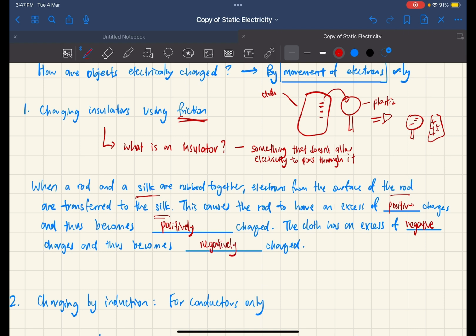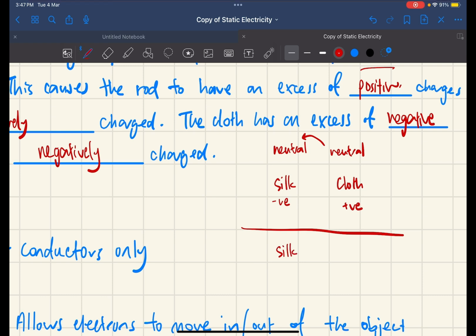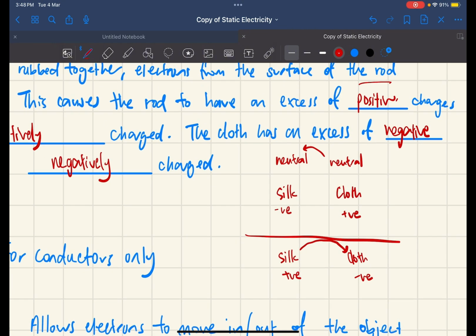For the movement of the charges, you go based on the question. If the question says the silk is negatively charged afterwards and the cloth is positively charged, then when they are both neutral, the cloth will pass on electrons to the silk. If the question changes and says the silk is positive and your cloth is negative, then you will talk about the silk transferring electrons to the cloth. So your electron transfer direction will be based off what the question tells you is negatively charged.